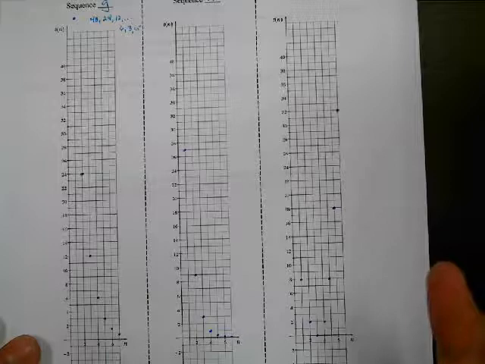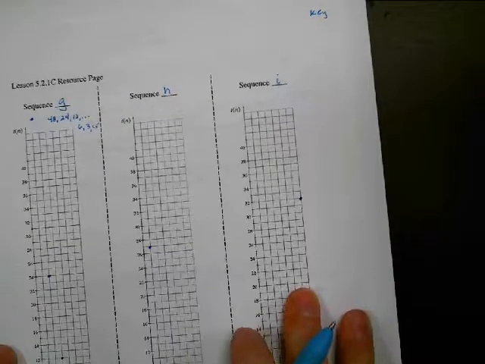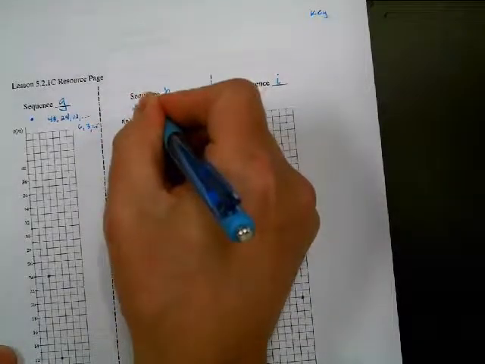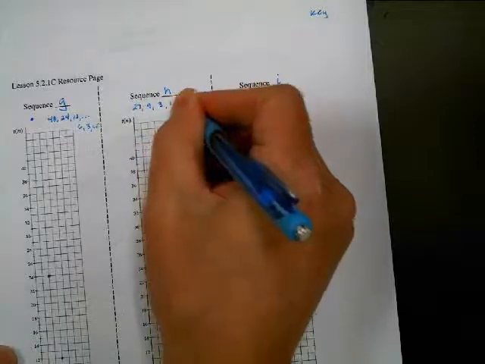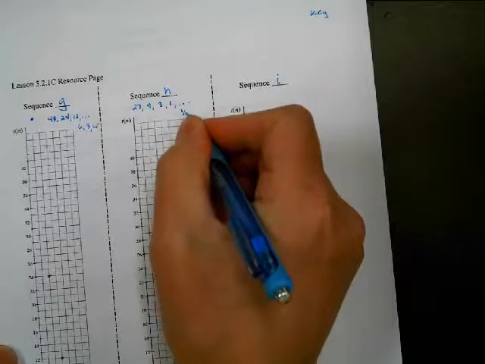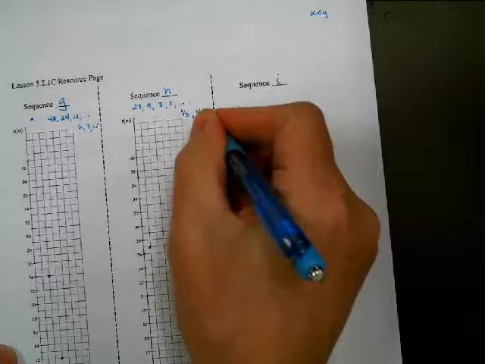Next one is H. For H, we were dividing by 3 because we started off with 27. Then we got 9. Then we got 3. Then we got 1. And then the pattern went forever. And if I kept on dividing by 3 here, I'd have 1/3 next. And then 1/3 divided by 3 is 1/9. Then 1/27th, and keep on going there.